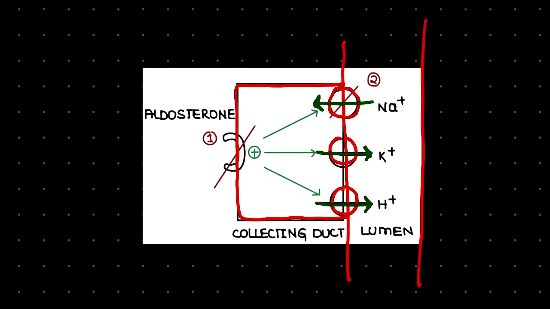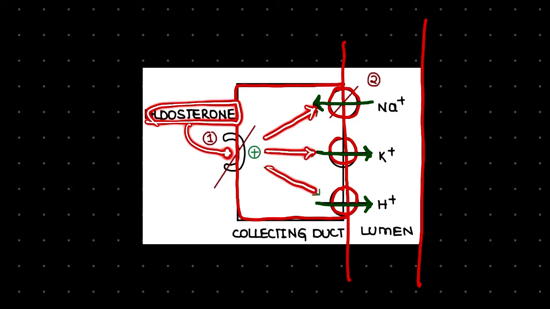Another thing that we need to know here is that in this cell within the collecting duct, there is one receptor, and this is our aldosterone receptor. When aldosterone binds to this aldosterone receptor, only then will there be activation of all these three transporters. That means there will be reabsorption of sodium, excretion of potassium, and excretion of hydrogen ion.